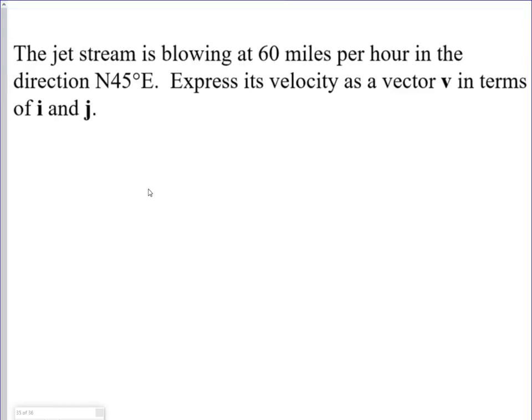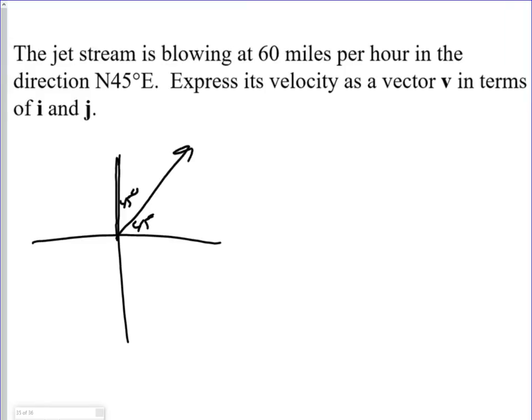You guys remember the bearings, right? How to do bearings? Is this on the polar? So we're traveling north, 45 degrees east. That's 45 technically. This is 45. This is the reference we use. Okay. What's my magnitude here?